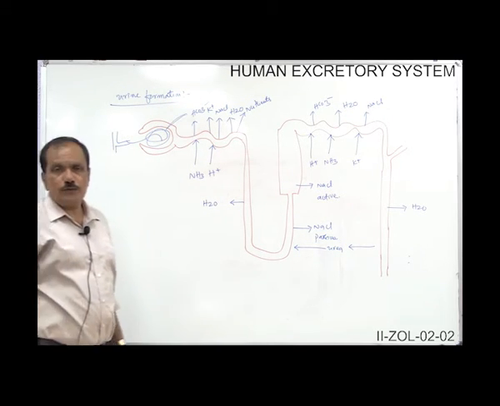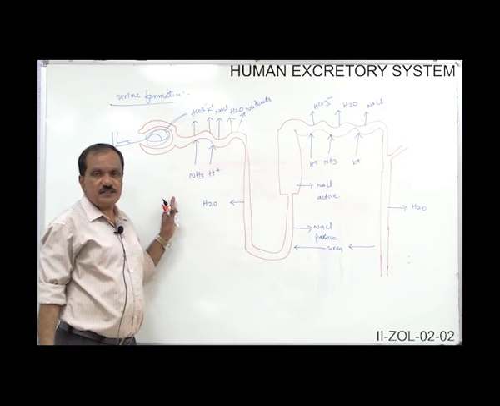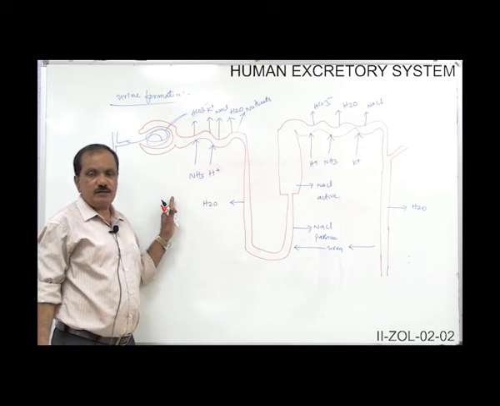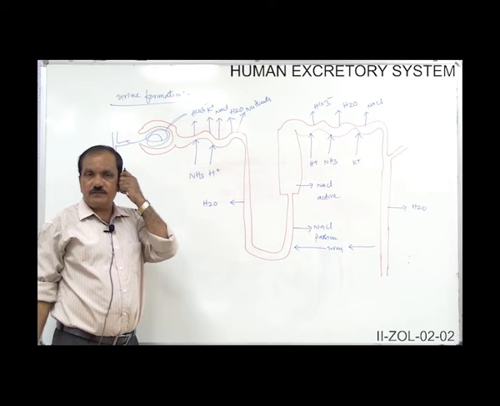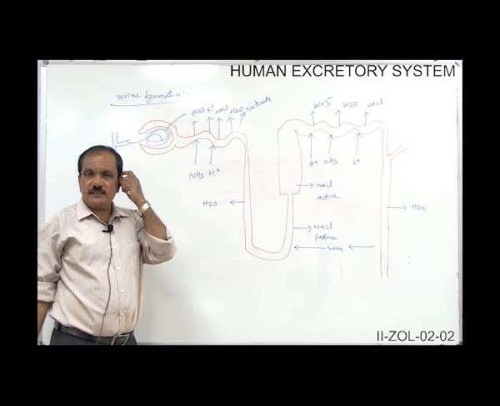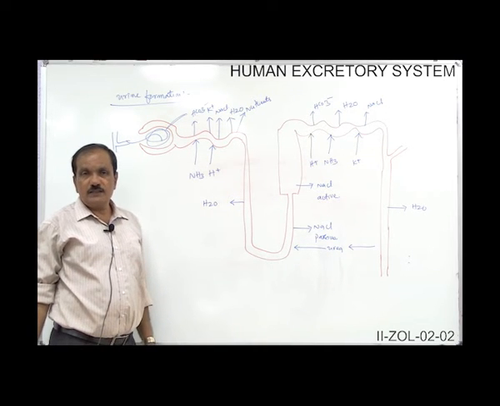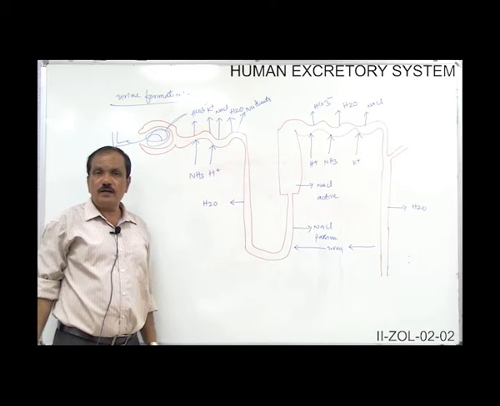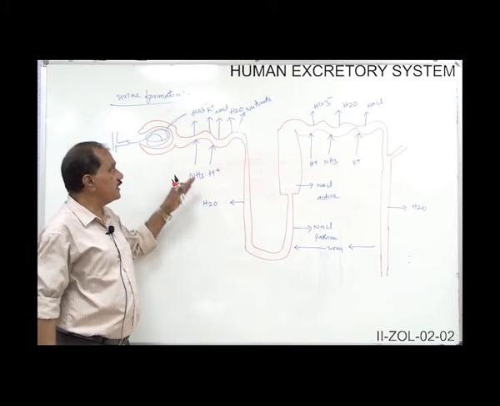In the case of the urine formation, we can see that there are two main important steps. The first is called the glomerular filtration, which is also called the ultrafiltration, and the second is called the tubular secretion and the tubular reabsorption. The tubular secretion and the tubular reabsorption together we can learn in an easy manner.